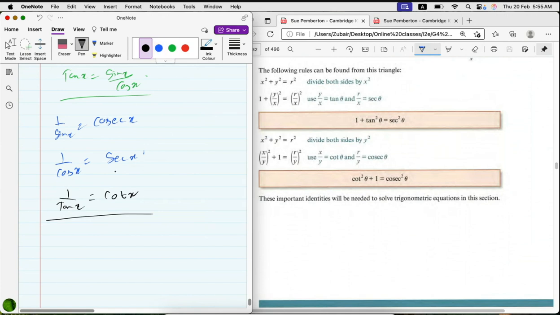And these two. 1 plus tan squared theta is equal to secant squared theta. 1 plus cot squared theta is equal to cosecant squared theta. So we added 5 more.